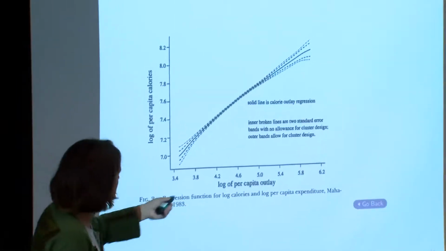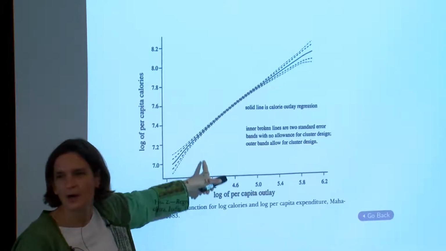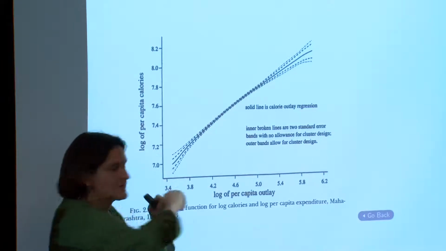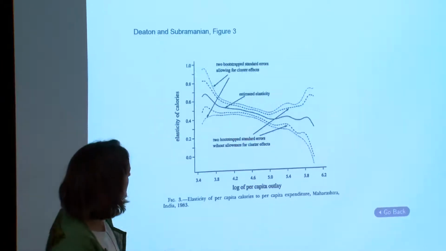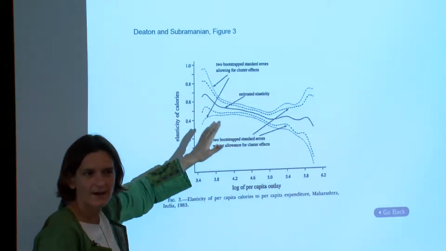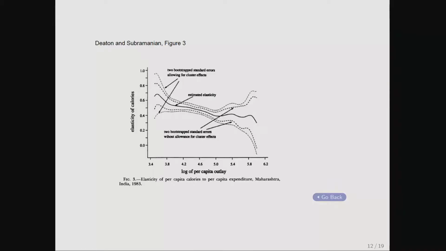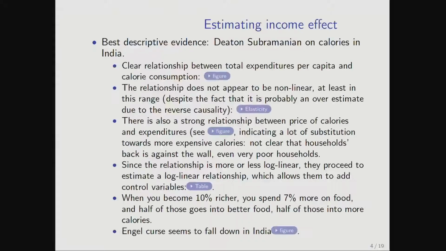So what they're doing here is that the nice thing about doing this locally linear regression is that you're estimating an OLS coefficient. You're estimating a slope at each point. So then you can plot this slope directly, and then you have the elasticity. You can see the elasticity is mildly decreasing as people become richer, but is relatively constant, and is about 1.4. I was exaggerating with my 0.35. So the relationship does not appear to be nonlinear, or non-monotonic, at least in this range, despite the fact that it's probably an overestimate because they didn't take into account reverse causality.